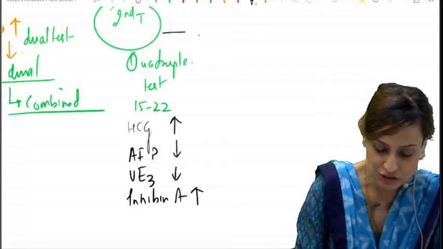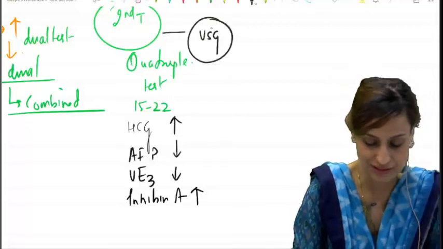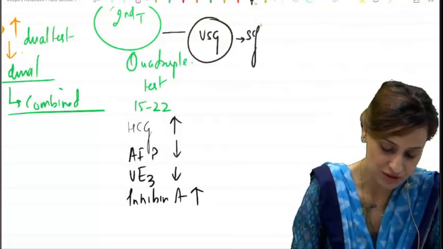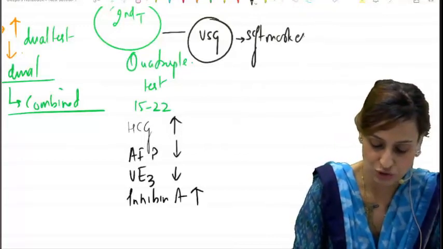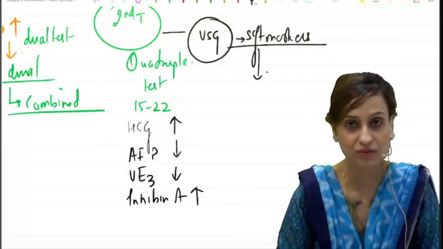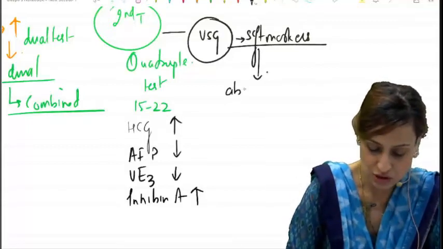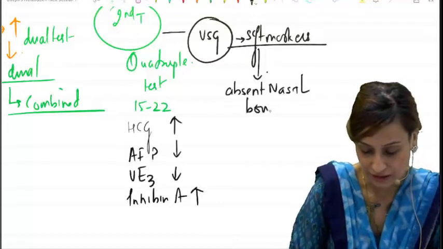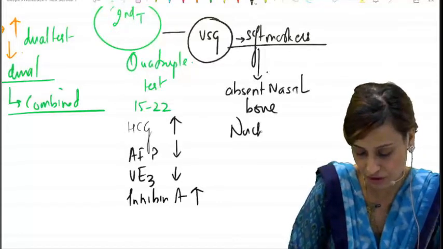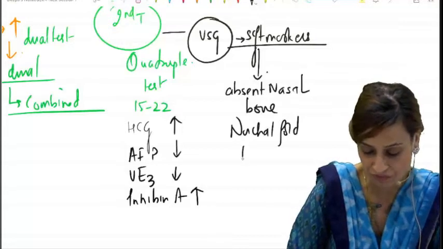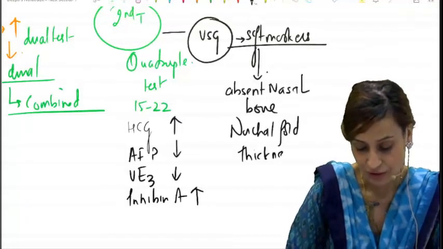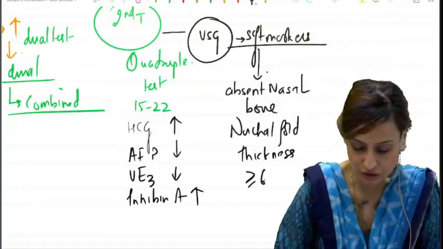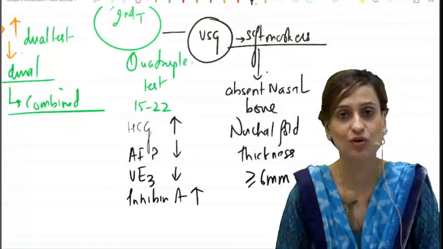In the second trimester, you can also do an ultrasound at the same time, between 15 to 20 weeks, to look for soft markers of Down syndrome. The two most important soft markers for Down syndrome are an absent or hypoplastic nasal bone, and the other is nuchal fold thickness, which is very different from nuchal translucency. For the nuchal fold thickness, you say that it should be more than or equal to 6 mm to be a positive screening.